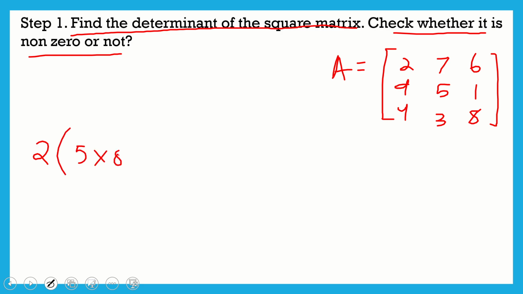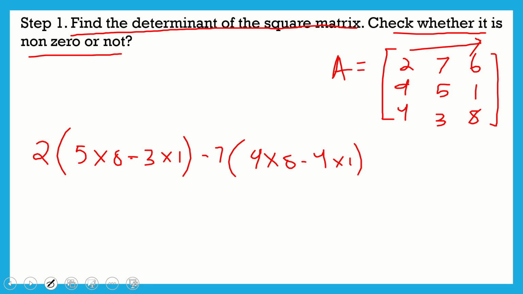2 into 5 into 8 minus 3 into 1, and minus 7 times, I'm going in this way. So minus 7 times 9 into 8 minus 4 into 1, and plus 6 times 9 into 3 minus 4 into 5. I have a little bit less space, but I am trying to solve it.